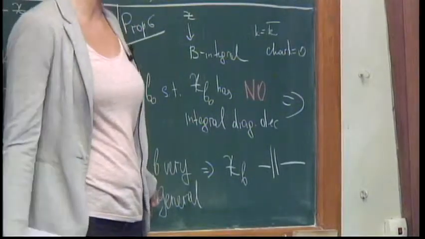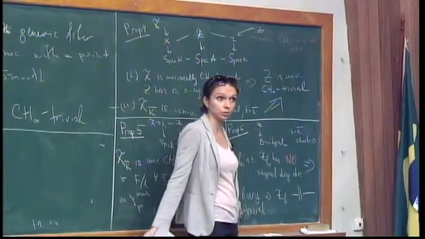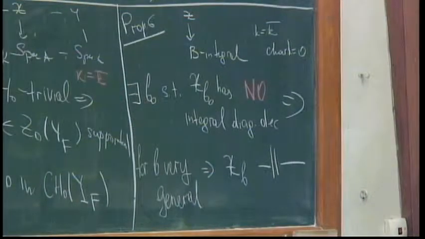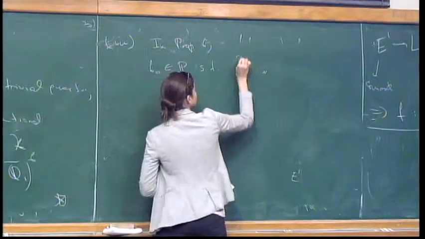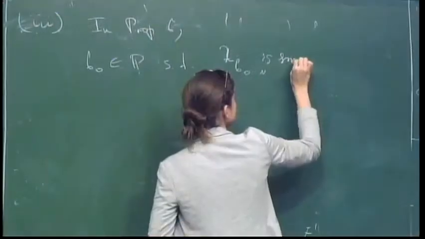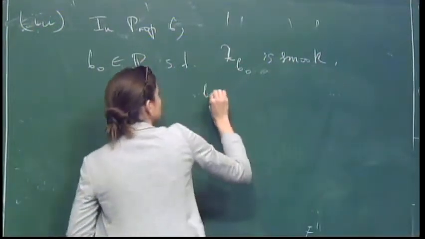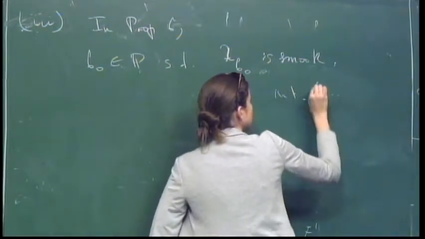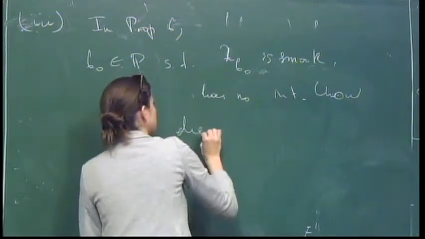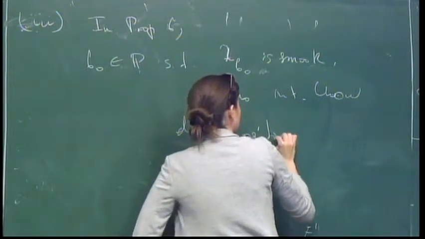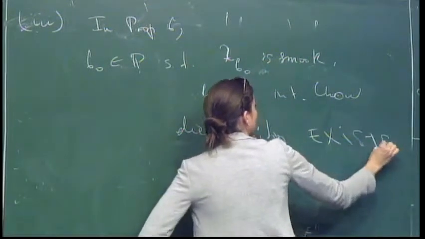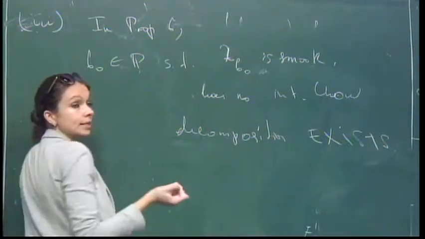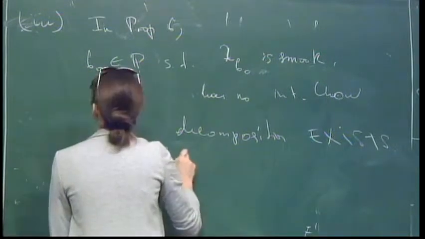Now, because of the first part, we actually produced lots of smooth fibers which have no integral decomposition, right? So in proposition 6, a point B0 in P such that X_B0 is smooth and has no integral Chow decomposition exists. So we have the same conclusion for the generic fiber, so for the very general fiber. Okay, for 3.